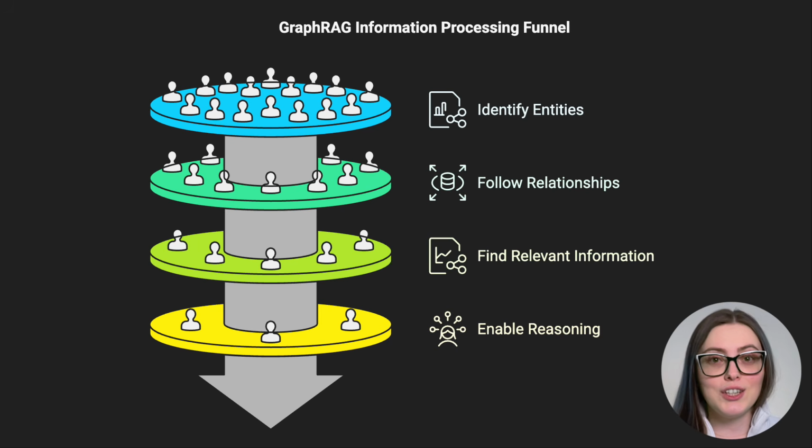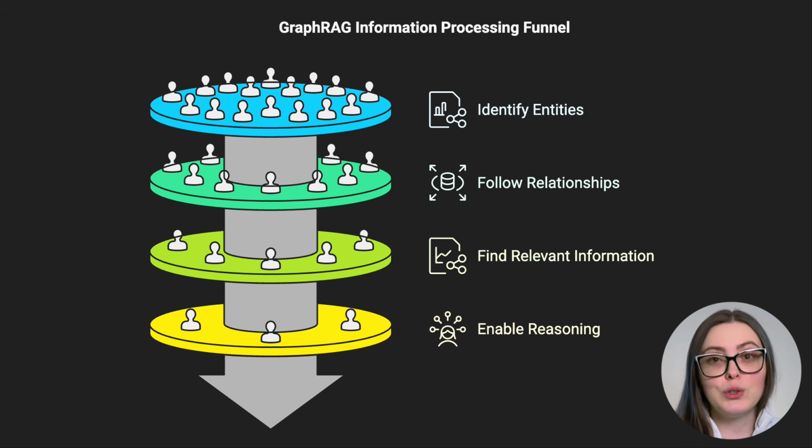Graph RAG uses knowledge graphs to enhance the retrieval and reasoning process. In this architecture, the information is represented as a graph with entities and relationships. It can follow relationship paths to find relevant information and enables reasoning about connections between different pieces of information. This approach provides structured context versus just text chunks.